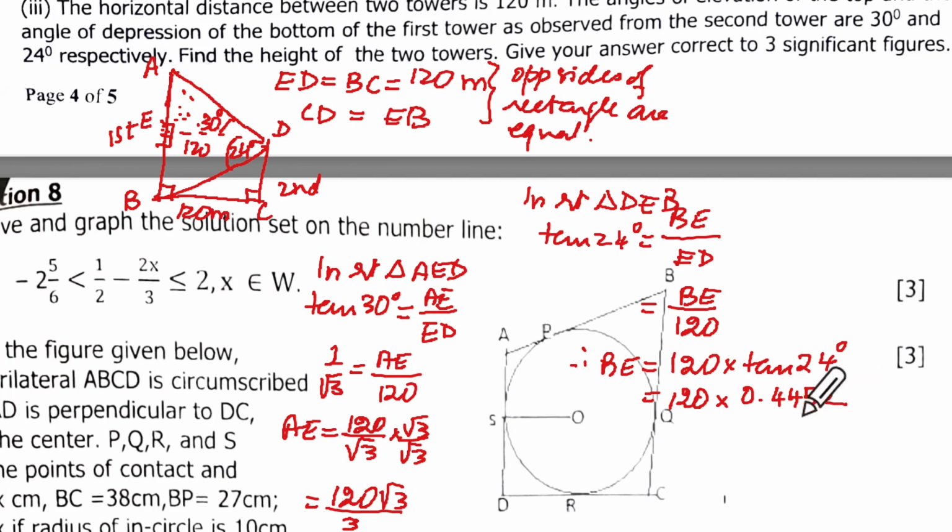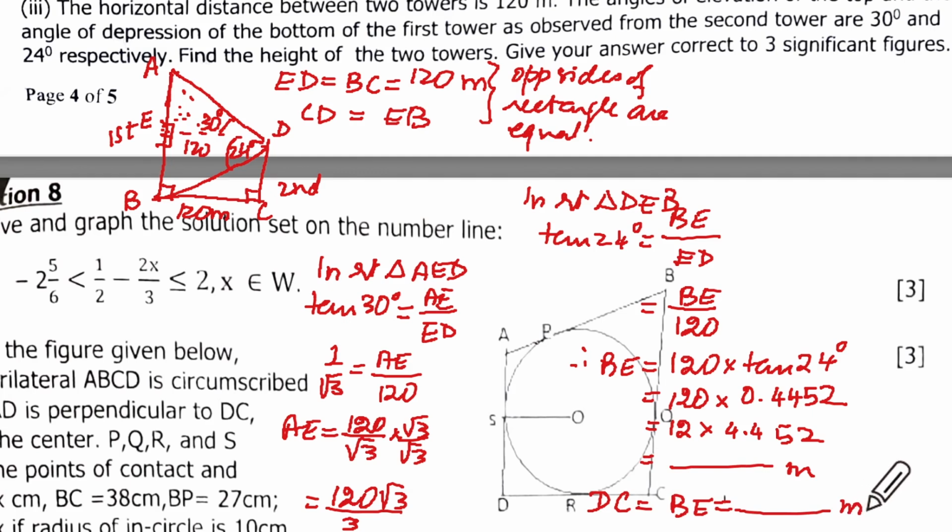4452. So that will be equal to 12 into 4.452. You know how to multiply this. I'm just leaving dash over here. Is that fine? BE you got? Now remember, BE is also equal to DC. So DC equal to BE equal to the same thing. You understood this and this, so this is your answer 1.